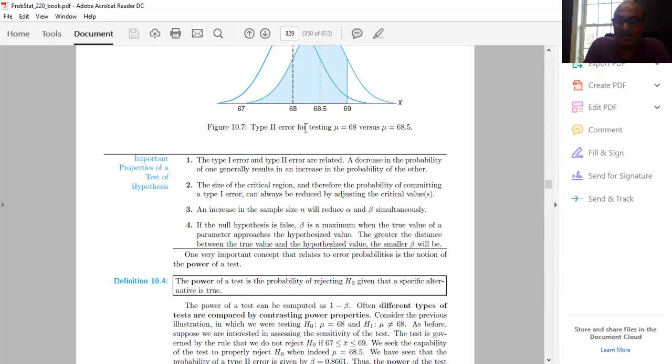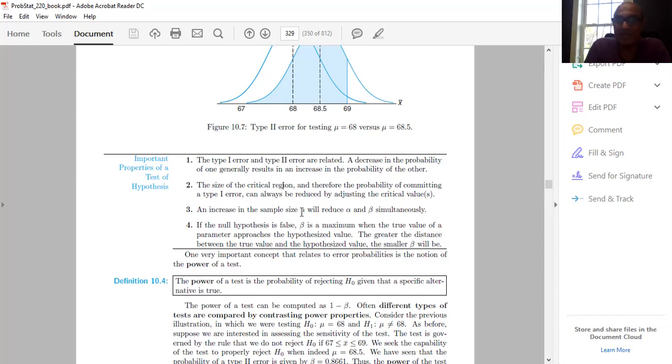The size of the critical region, right? Because you know this thing, a decrease in the probability of one generally results in an increase in the probability of the other. The size of the critical region, and therefore the probability of committing type 1 error, can always be reduced by adjusting the critical value. Right, by critical values. Okay.